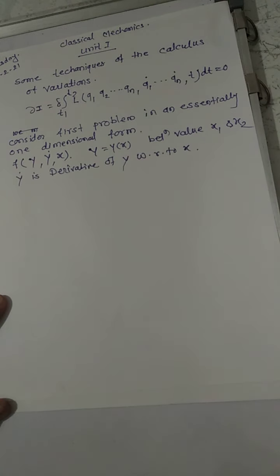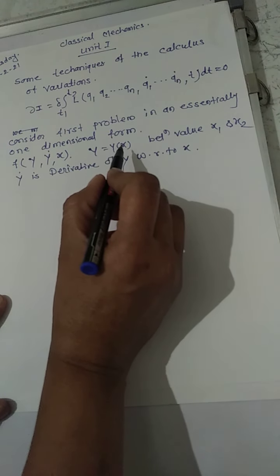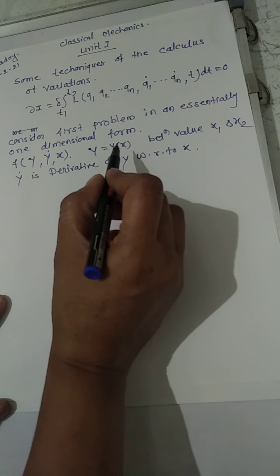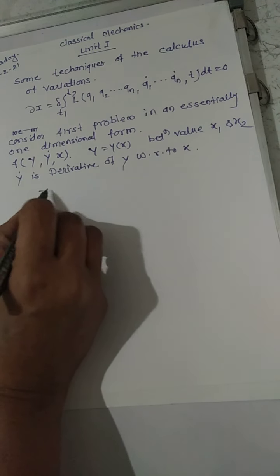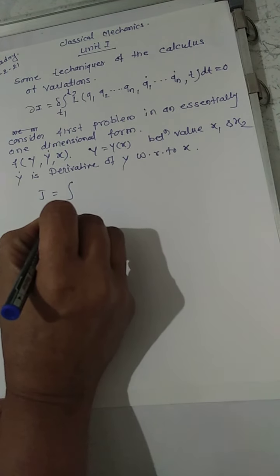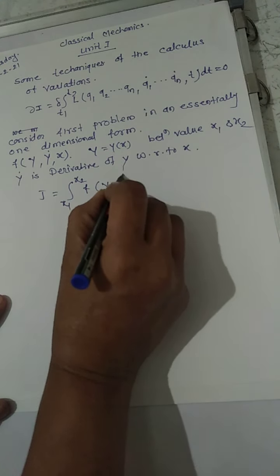x, and we wish to find a particular path y of x such that the line integral J of a function f between x1 to x2, that is J is equal to integral x1 to x2 f of y, y dot, x dx, has a stationary value relative to the path differing infinitesimally from the correct function y of x.